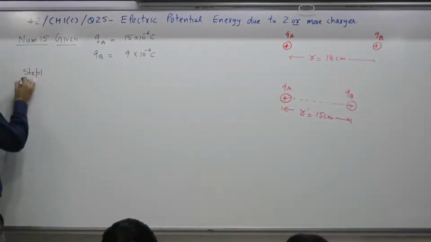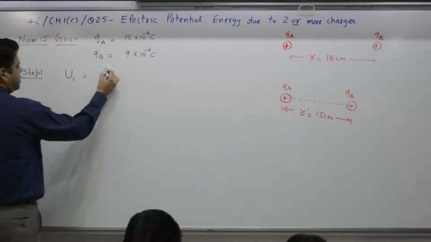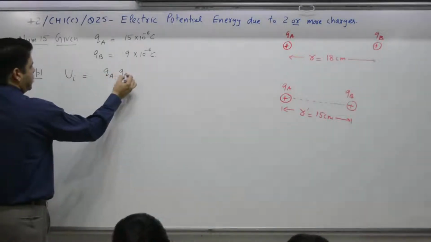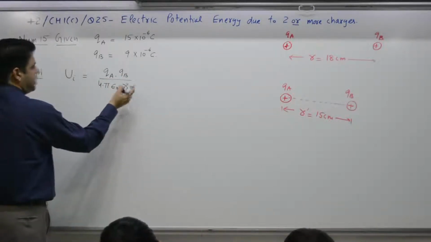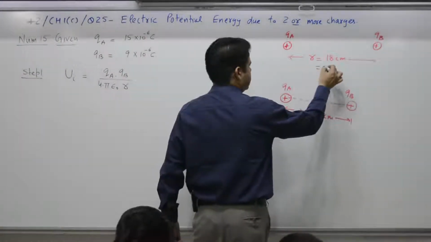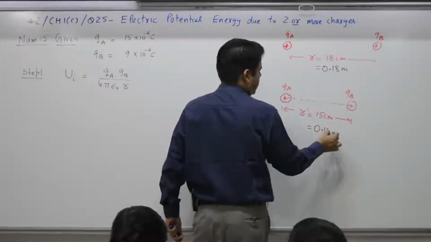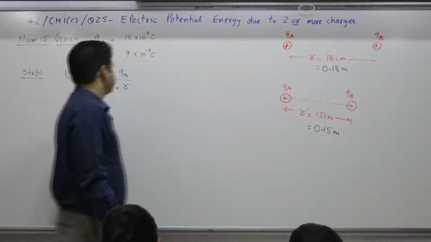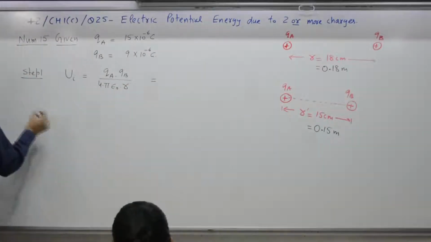Step 1. Find initial potential energy. Initial potential energy is QA QB over 4 pi epsilon naught R. Initial R is 18 centimeter, in SI unit 0.18 meter. R dash is 0.15 meter. You can find out this energy, it comes out to something.